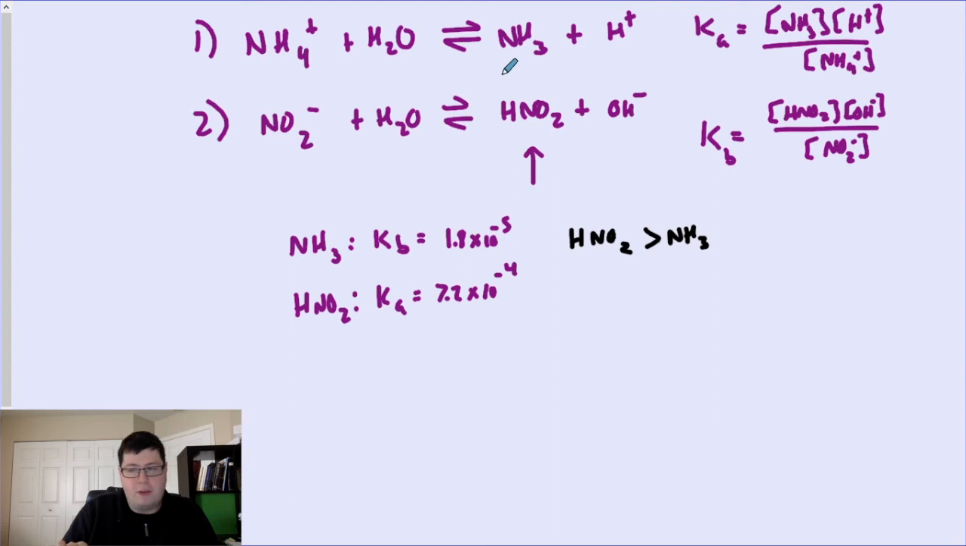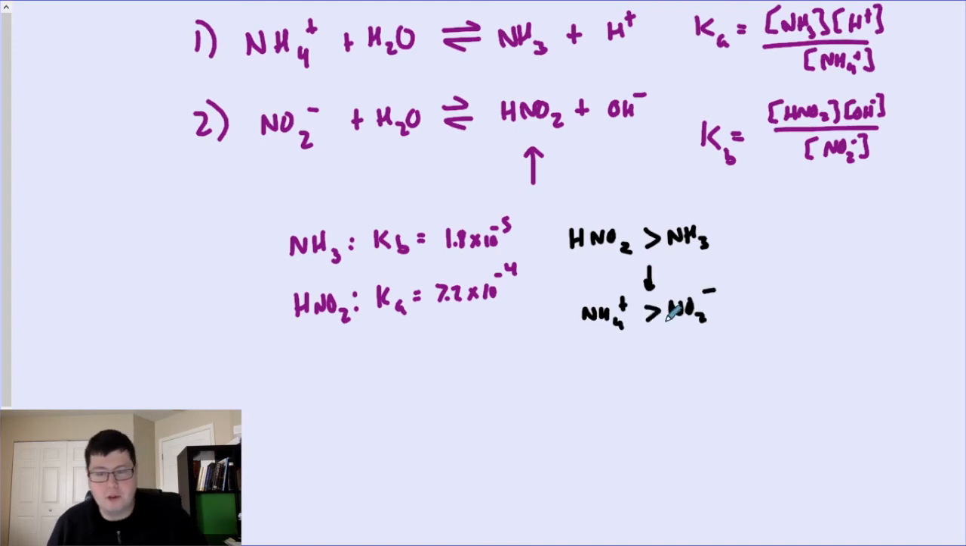And so because of that, we might make the prediction based on this that NH4+ is stronger than NO2-. It's an inverse relationship. And indeed, if you made that prediction, you would say that this salt is slightly acidic, and you would be correct that because the NH4+ is slightly stronger than the NO2-, it is going to be an acidic solution.